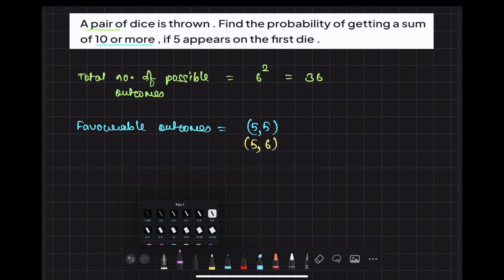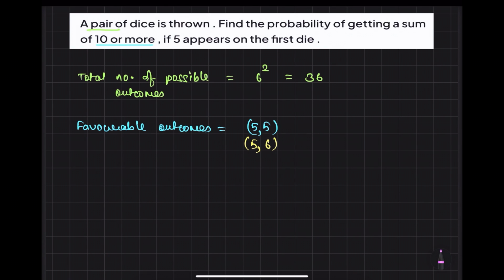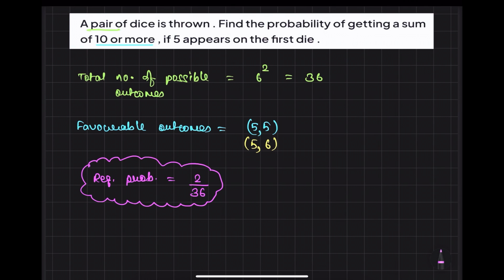Now, can I say that the required probability is the number of favorable outcomes over the total number of possible outcomes? The number of favorable outcomes is 2, upon the total number of possible outcomes, 36. Therefore the required probability is 2 by 36.